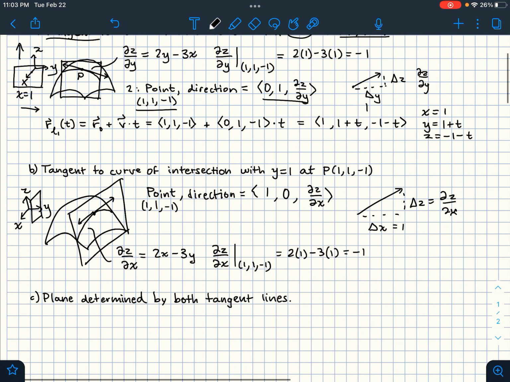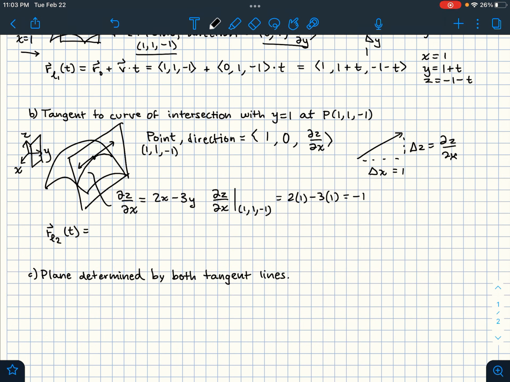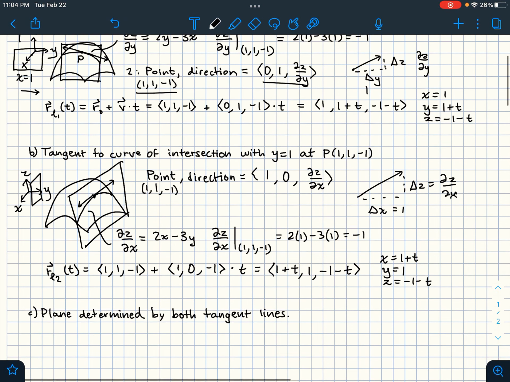So we have our point, our direction, and we just put them together. And our vector equation would be our point plus our direction times t, which equals 1 plus t, 1, -1 minus t. So our parametric equations will be x equals 1 plus t, y equals 1, and z equals -1 minus t. Okay? So we have our answers to part A and B.